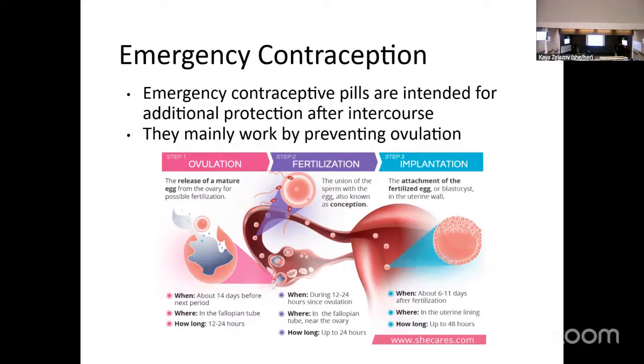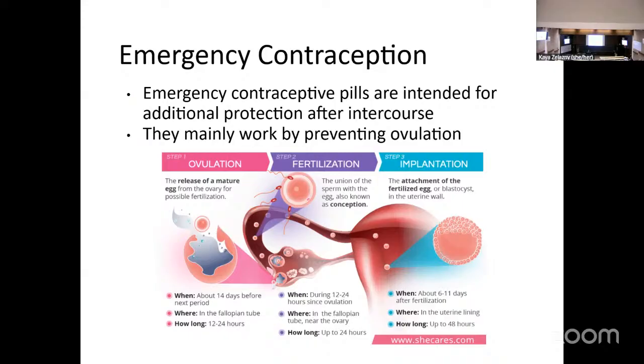So they have a limited window of efficacy, in part because they're primarily working the same way that our hormonal birth control does. They're primarily preventing ovulation, right? So we need that fertilizable, viable egg cell to be there for fertilization to occur. It's only there for 12 to 48 hours.